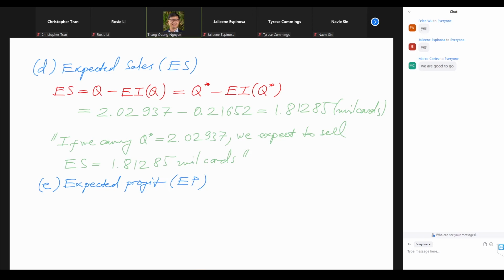All right, so the equation goes as EP, or expected profit, equals the first term, expected sales multiplied with the regular selling price, plus the expected leftover, EI, times the salvage value, right? And then minus the quantity that we carry times the cost per unit. Of course, here we carry Q star, so we change the generic Q to the Q star, right?